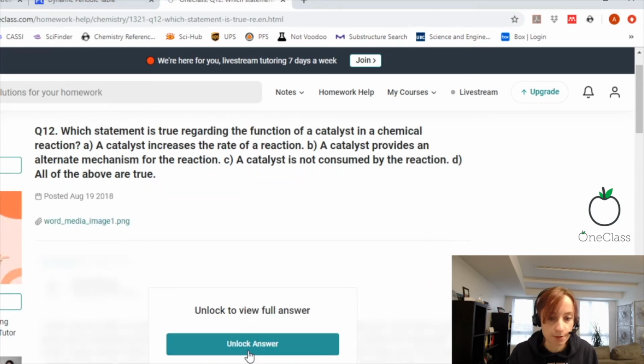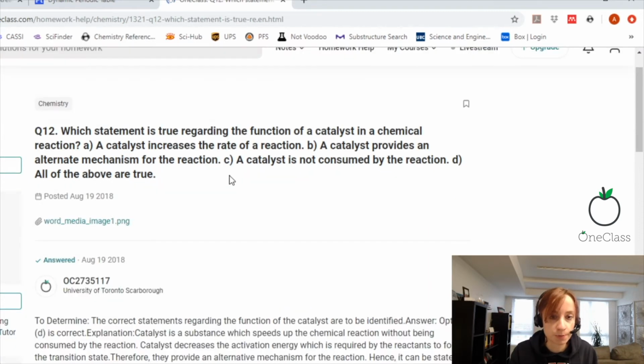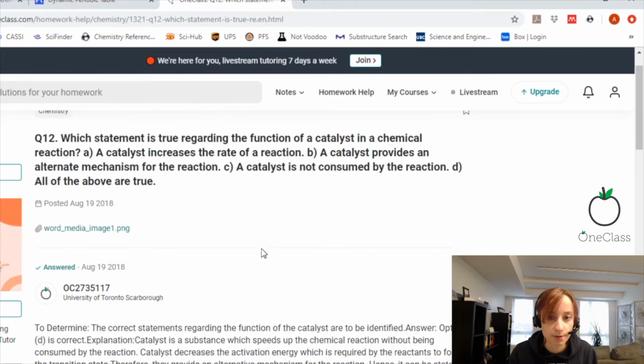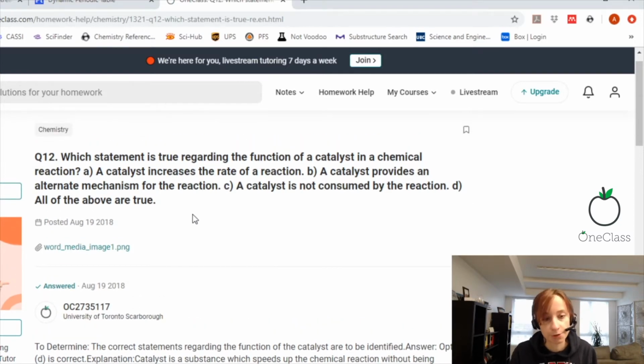So the question is, what statement is true regarding the function of a catalyst in a chemical reaction? A, a catalyst increases the rate of reaction. B, a catalyst provides an alternate mechanism for the reaction. C, a catalyst is not consumed by the reaction. D, all of the above.